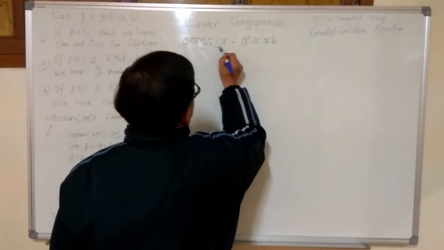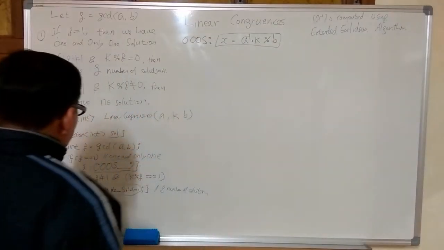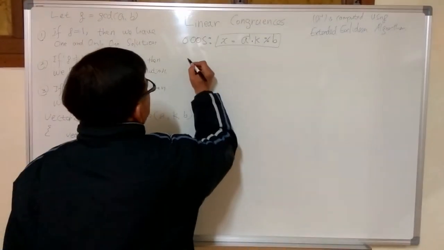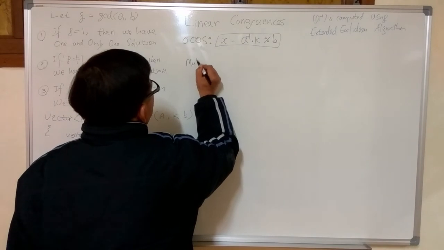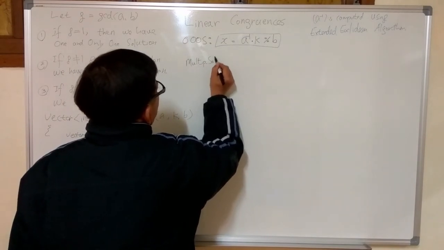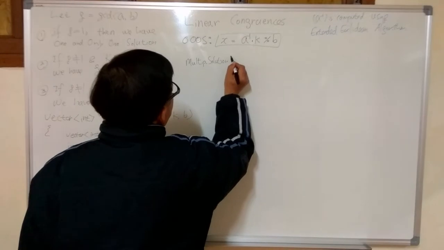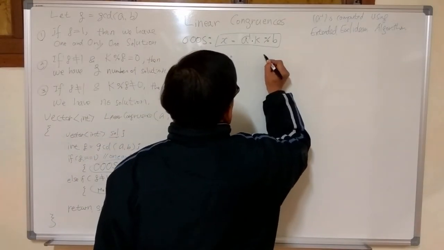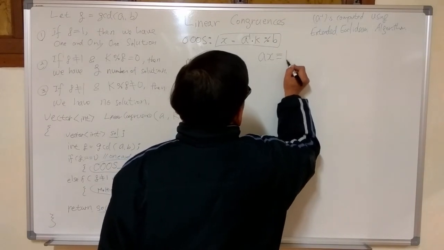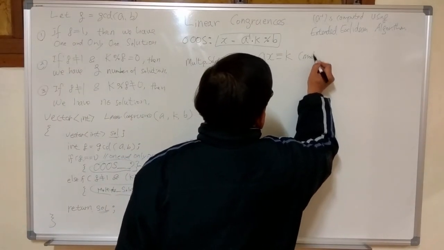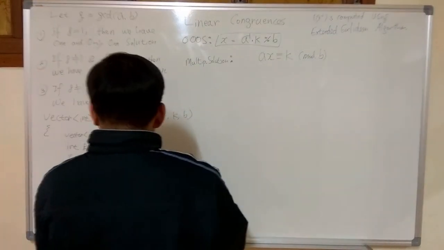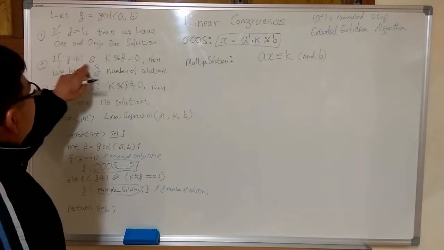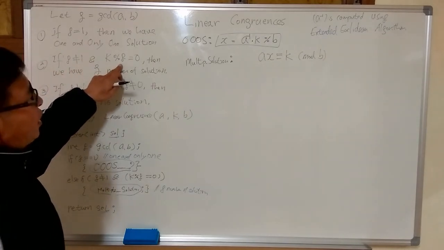This will be the solution. Now we are turning our eye to the multiple solution case. Please note that we are solving this equation, Ax ≡ k mod b. Here g is not 1 and k is divisible by g.